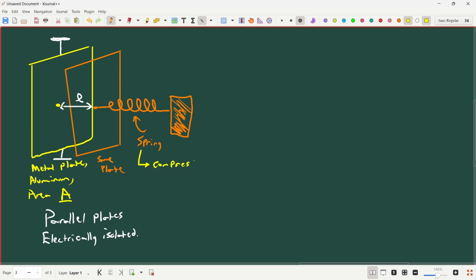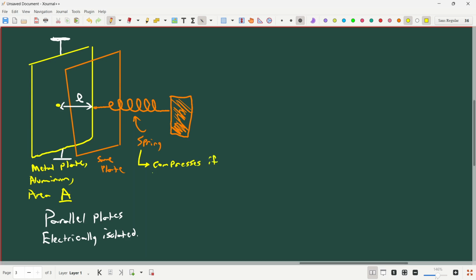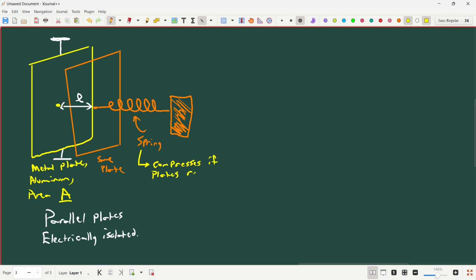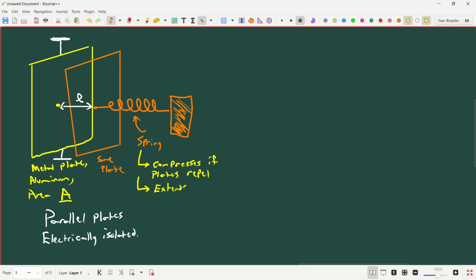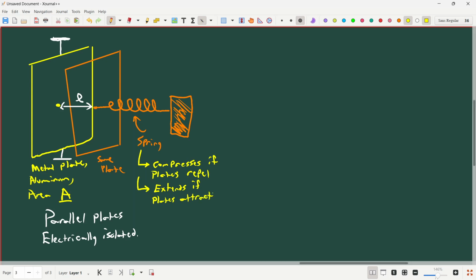So I'll just write that. The spring compresses if the plates repel, and it extends if the plates attract. Again, these are just very boring aluminum plates. So someone did this experiment, and they asked the question: is there any sort of net attraction or repulsion between these two boring metal plates?